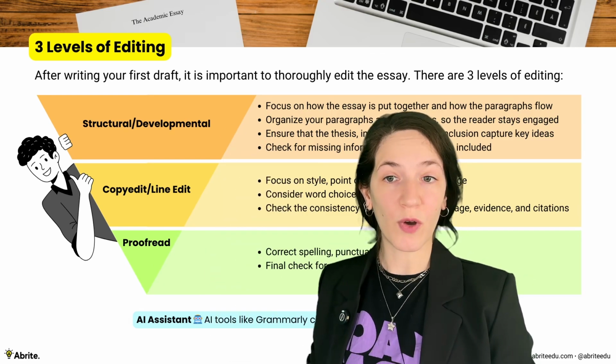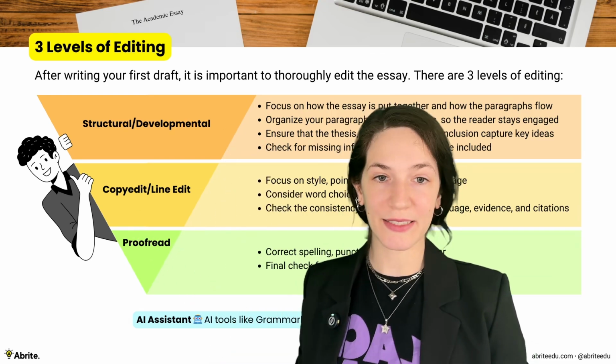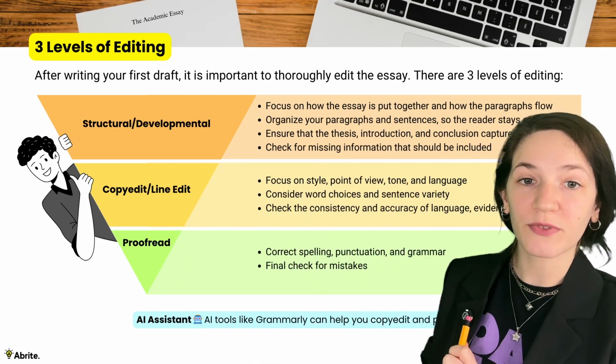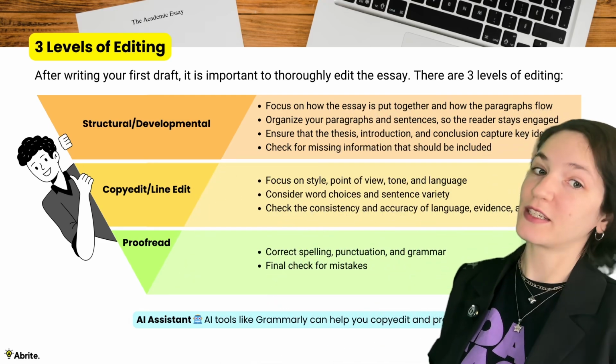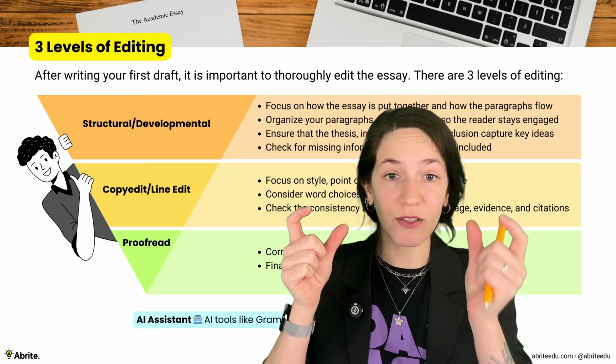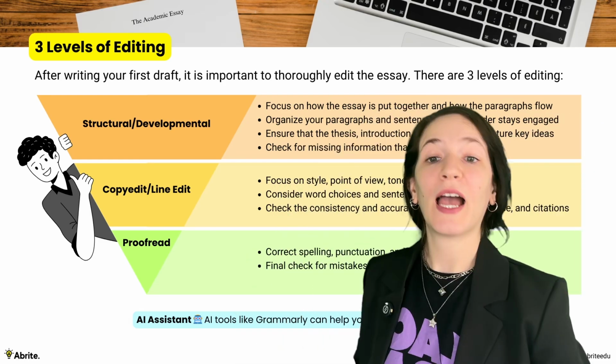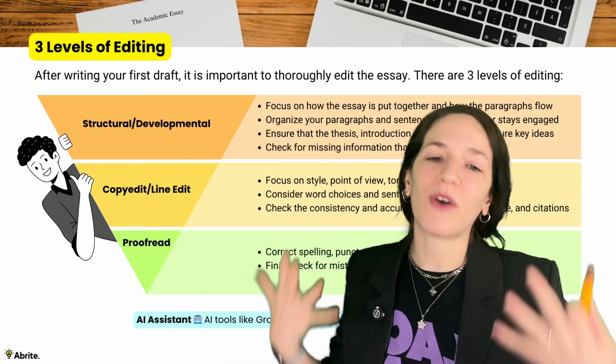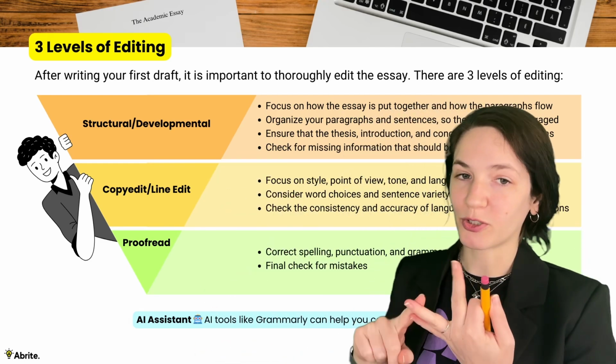From there, you can move on to a copy edit or a line edit. Here we're looking at things on a sentence level. We're looking at word choices, sentence variety, consistency and accuracy of our language. We're moving sentences around and checking our style, tone, and diction. And once we're done with both of these, then we can proofread. This is the final review where we check for spelling, punctuation, and grammar.